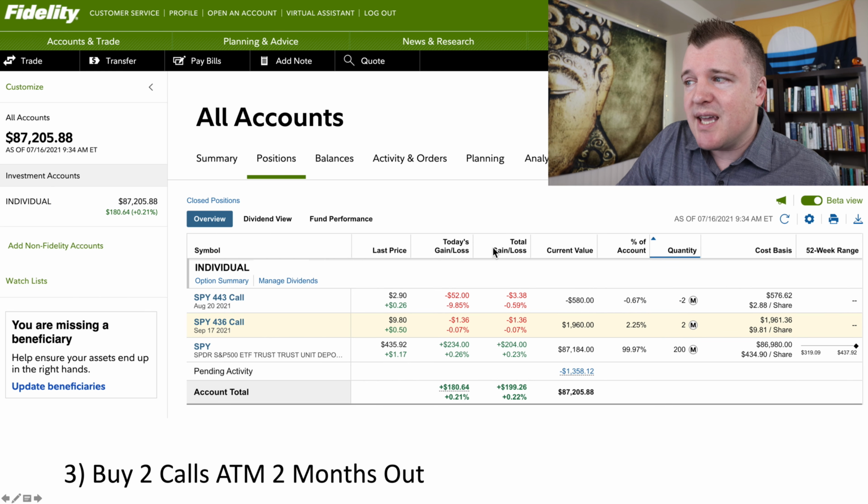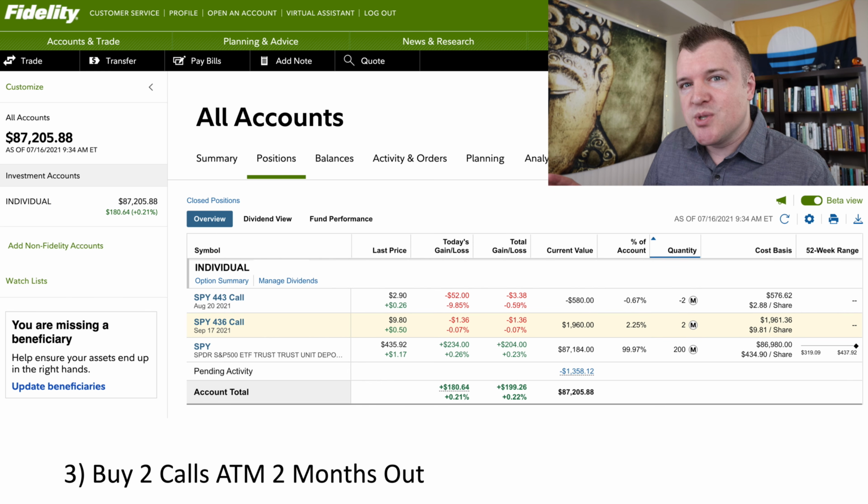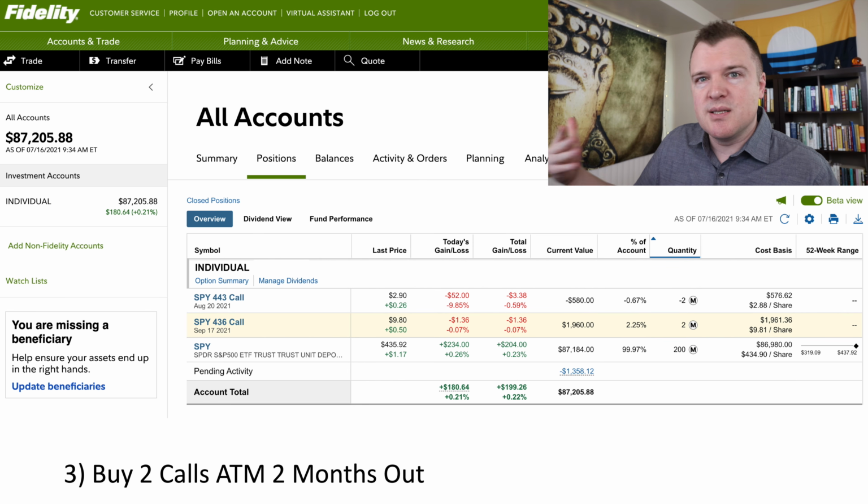But here are the 2 call contracts for level 1 that I bought, and when we look at total gain loss, just check out this percentage. If this gets below negative 20% by tomorrow, I'll know to double up and go to the next level. And then that level has to get negative 20% in value before I then double up again the day after.